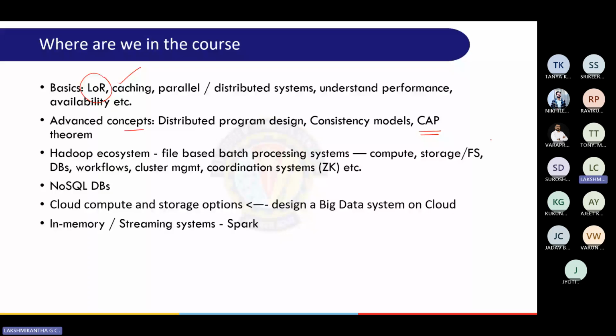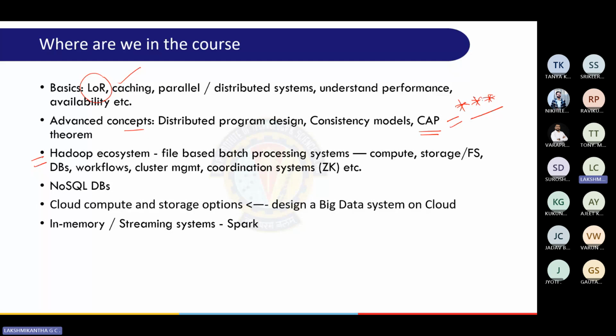And next, yes, we delved into the Hadoop ecosystem and we understood file-based batch processing systems, that is by using MapReduce. And also we learned the HDFS concept, which is nothing but a file storage system. And we learned about HBase, which is nothing but a database. Workflow we have learned. Coordination systems like Zookeeper we have learned. Okay, we then explored NoSQL databases, recognizing their key value, document, and graph structures as ideal for handling big data variety.